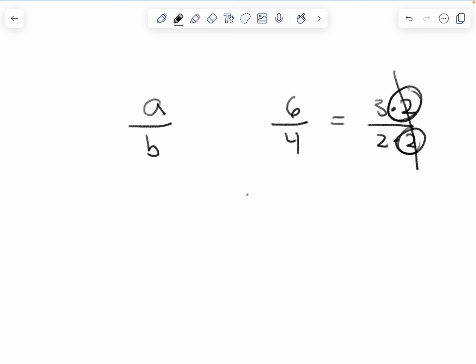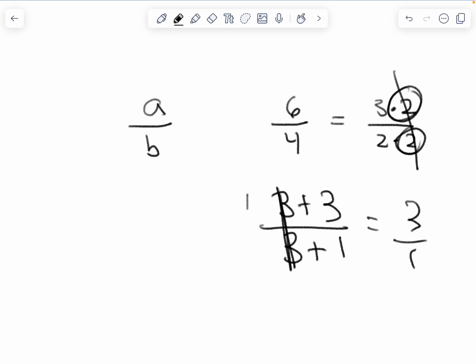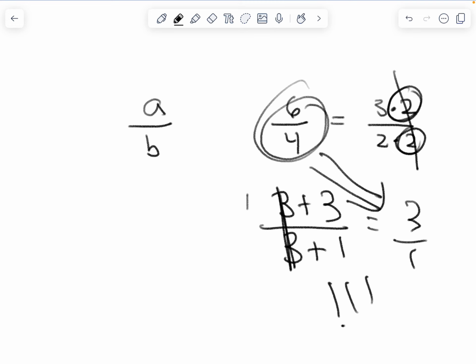Now notice you can't cancel something like this. 6 is the same thing as 3 plus 3. 4 is the same thing as 3 plus 1. I can't cancel the 3 and 3 and have that equal 3 over 1, right? Everyone knows that 6/4 is not the same thing as 3 over 1. So the problem here is we didn't cancel things that were a factor of the top and the bottom.